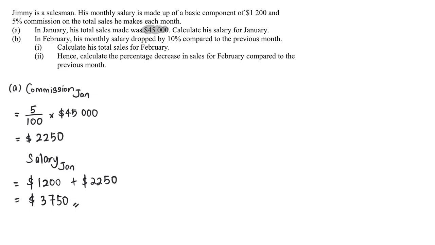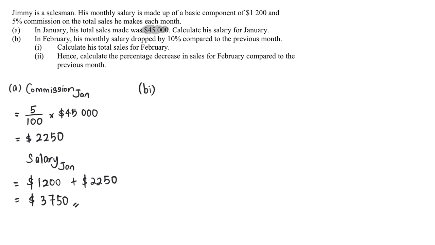As for part B, part 1, in February his monthly salary dropped by 10% compared to the previous month, which is January. So for B part 1, in order to calculate his total sales for February, I must first find the monthly salary, then from there I work towards this end, okay?